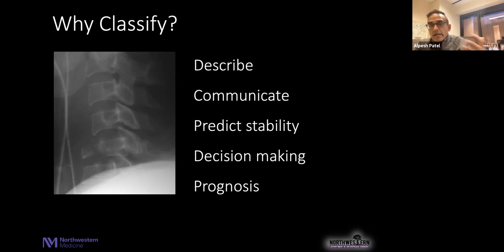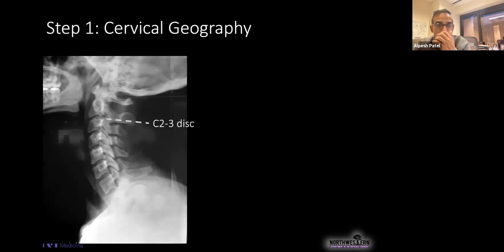And could predict, or help patients at least predict, how they're going to end up doing from the injury that they sustained. So our first step, though, if we're going to talk about cervical spine tonight, is really just to make sure we're clear on the geography.